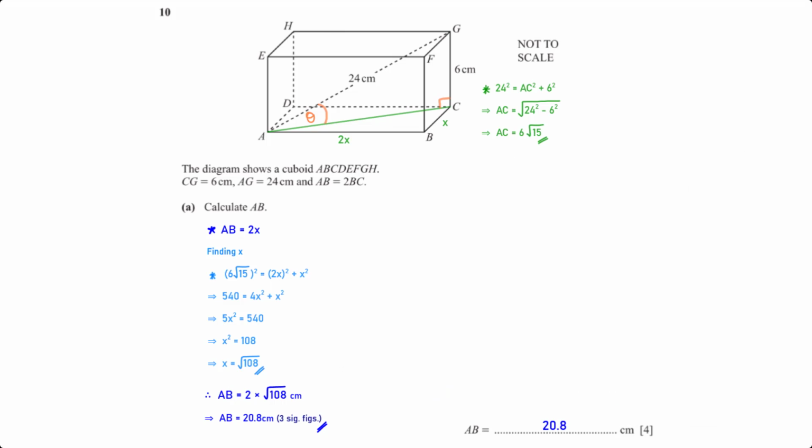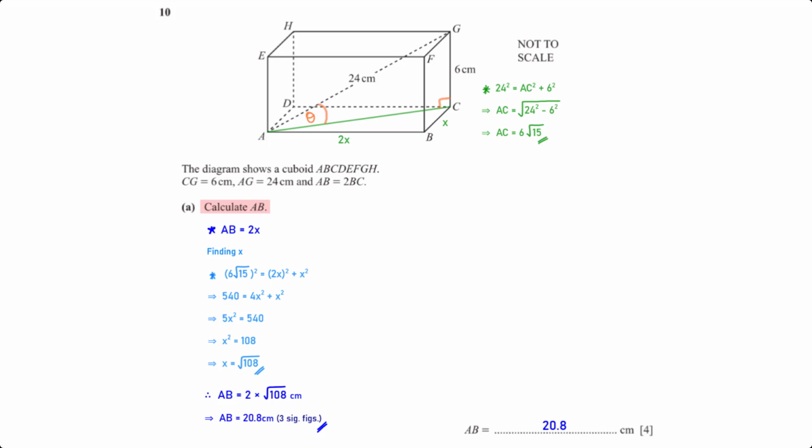The diagram shows a cuboid ABCDEFGH. CG is 6 centimeters, AG is 24 centimeters, and AB equals 2BC. Calculate AB. If we represent the length of BC with x, then it means the length of AB is 2x. Before we get x, we need to find AC.